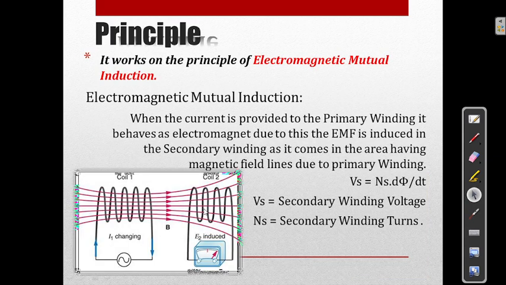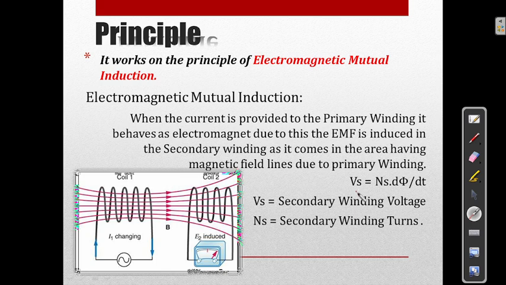What is the principle of this transformer? Its working principle is that it works on the principle of electromagnetic induction. What is that electromagnetic induction? When current is provided to the primary winding, it behaves as an electromagnet. Due to this, EMF is induced in the secondary winding, as it comes in the area having magnetic field lines due to the primary winding.